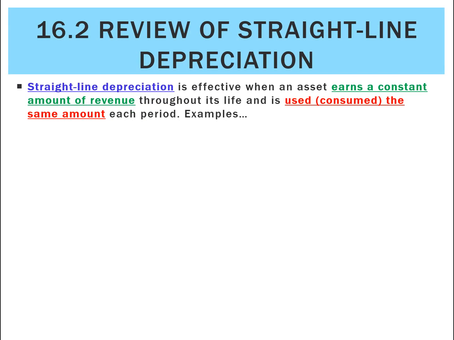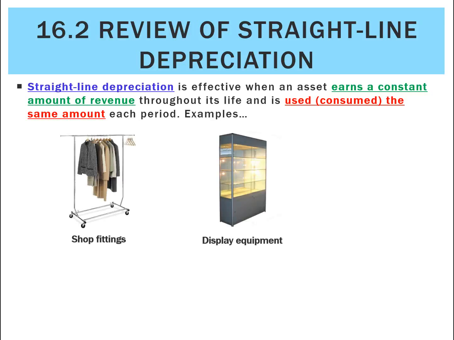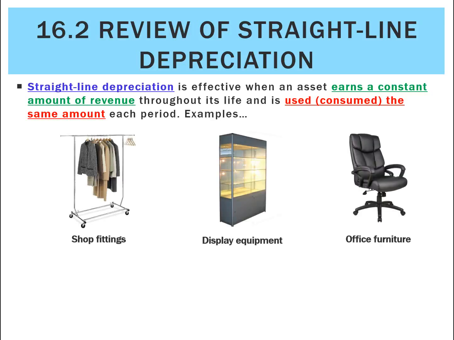So what we're assuming here is that if we're going to charge the same amount of depreciation every year, the asset's going to be used the exact same amount, and therefore it's probably going to earn the exact same amount of revenue every year. Assets that might be true for would be things like shop fittings, display equipment, furniture, desks, that sort of stuff. They don't really get any less effective in generating revenue as they get older. The display equipment's going to be just as effective in year 10 as it is in year 1.